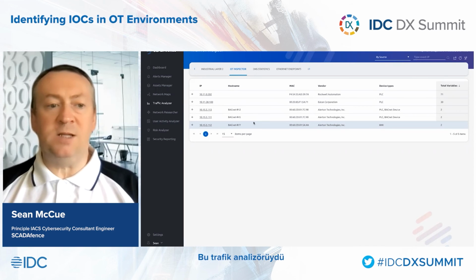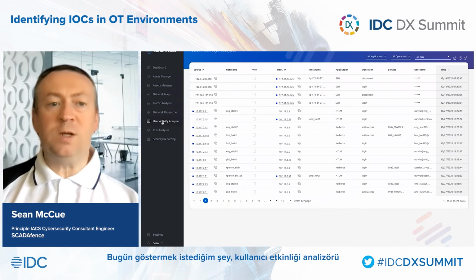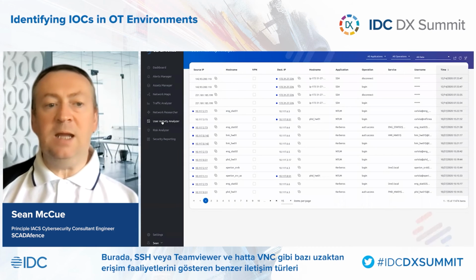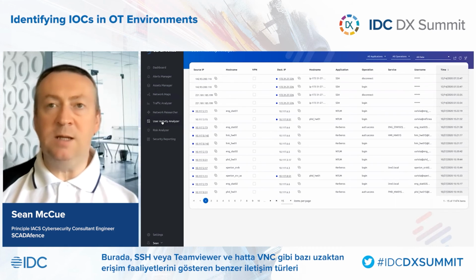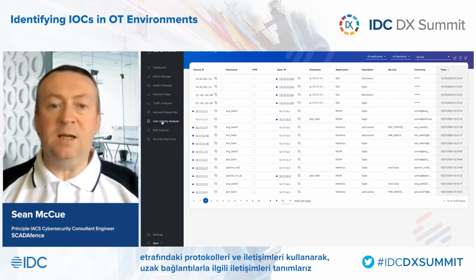So that's the traffic analyzer. What I'll also do then is I'll look at the activity manager. What I'd also like to show today is the user activity analyzer. And here, what we're doing is we're identifying communications that relate to remote connections using protocols and communications around things such as SSH or TeamViewer, or even VNC, similar types of communications that would indicate some remote access activity.